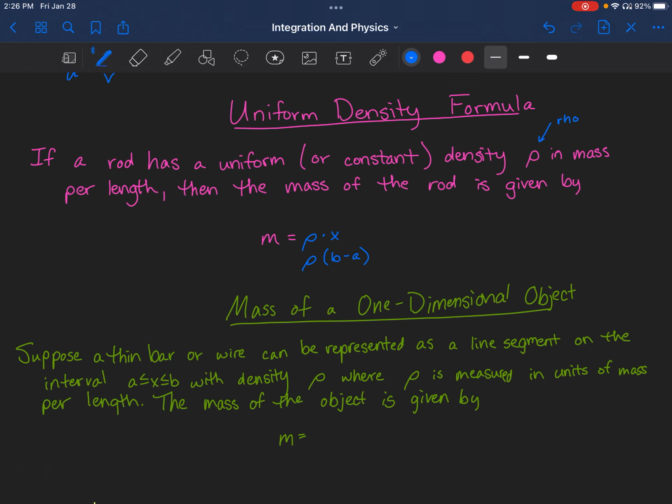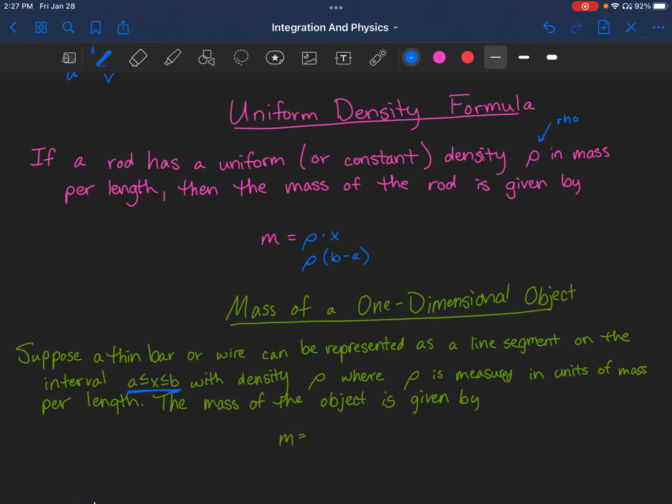Because what happens if we don't have a constant density? What if it's not uniform throughout that object? So I say here, suppose a thin bar or wire or a rod or some other one-dimensional object can be represented by a line segment on the interval from A to B. And the density rho is going to be measured in units of mass per length again. And we're going to say that that rho, that density, is based off of whatever x value we know.